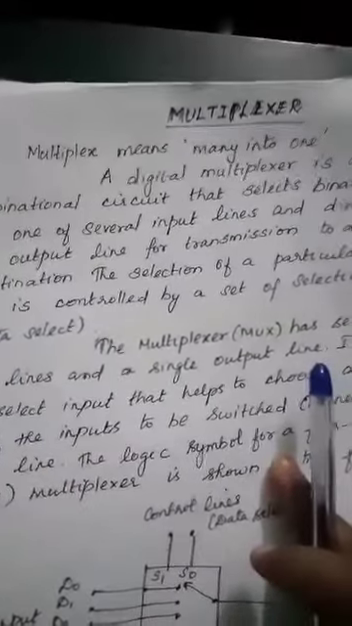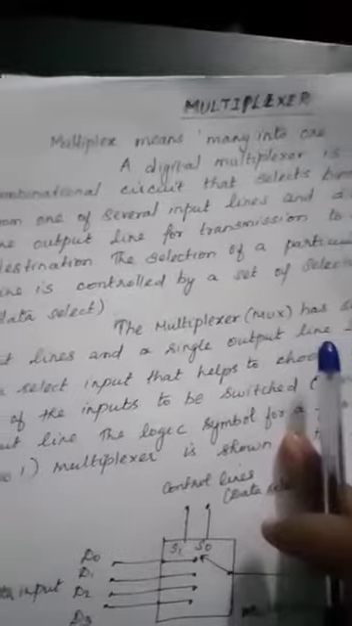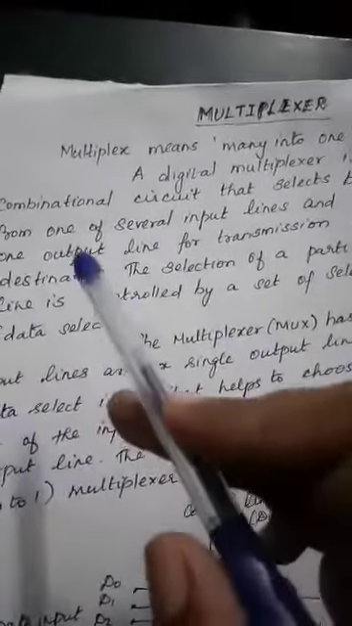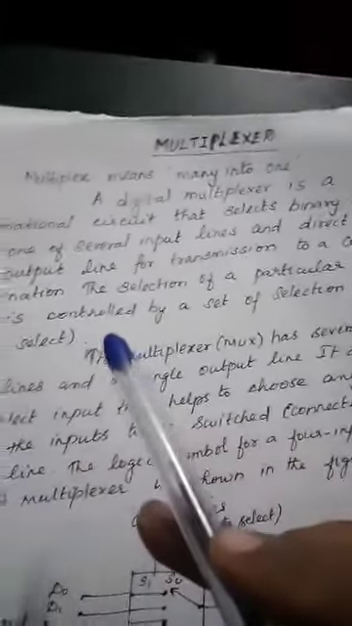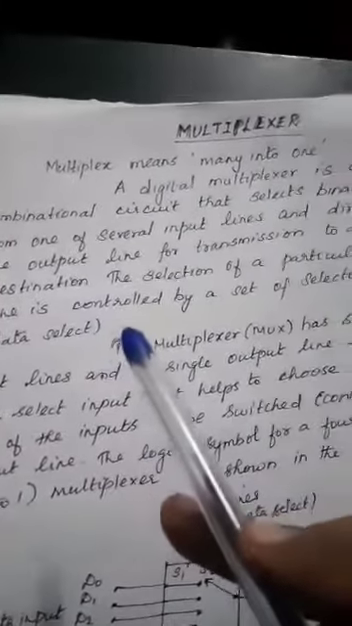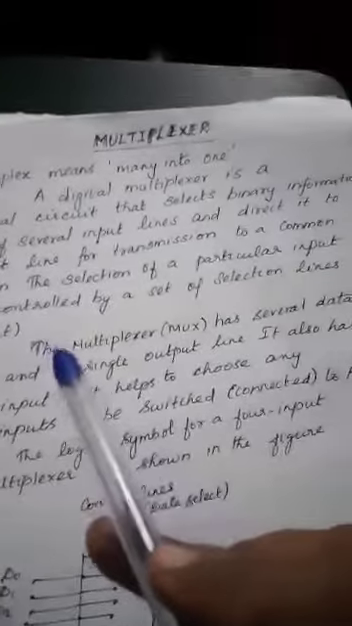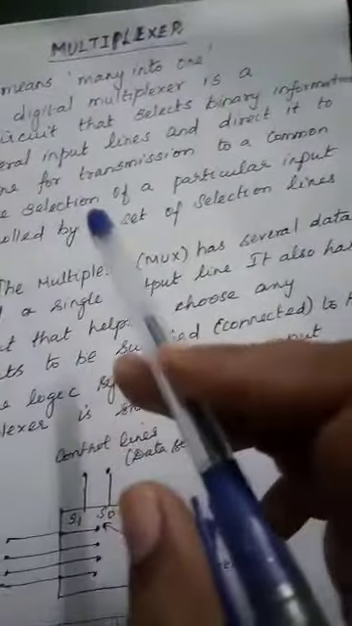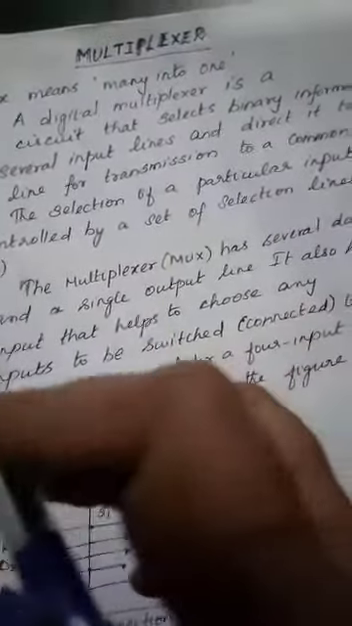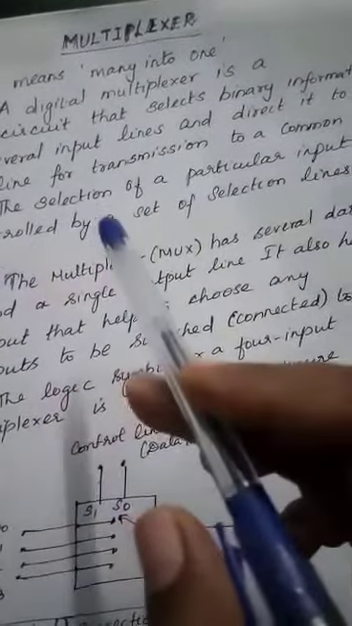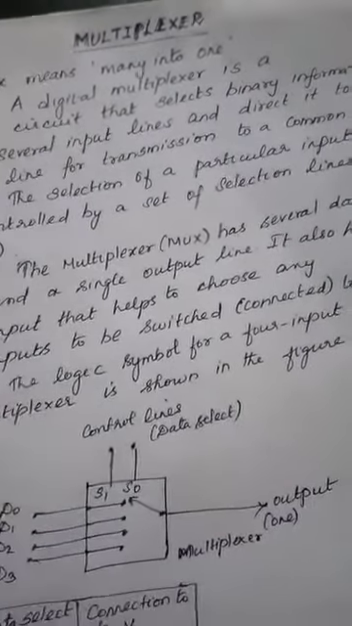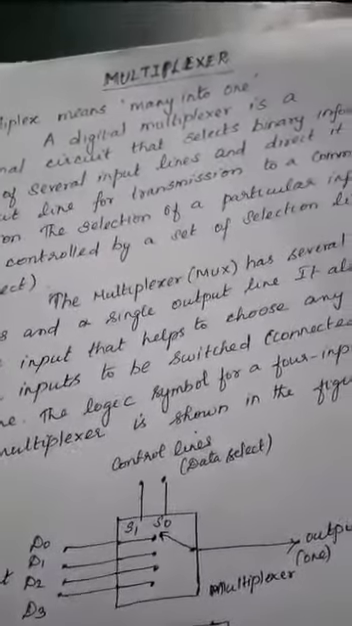Students, listen. Today we are going to see the multiplexer. Here multiplexer means many into one. A digital multiplexer is a combinational circuit that selects binary information from one of the several input lines and directs it to the one output line for transmission to a common destination. The selection of a particular input line is controlled by a set of selection lines, that is the data select.